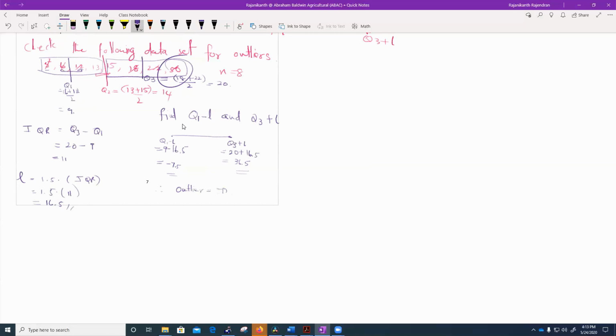Okay. So if you are asked to find outliers, simply follow these steps. Arrange the data set in order, first find Q1 and Q3, then find the IQR, Q3 minus Q1, then find the little l by multiplying IQR by 1.5. Then you need to find two numbers, right? Q1 minus L and Q3 plus L. And look at your data values. Is there any number out of this range, from Q1 minus L to Q3 plus L? Those numbers are going to be outliers. Okay.